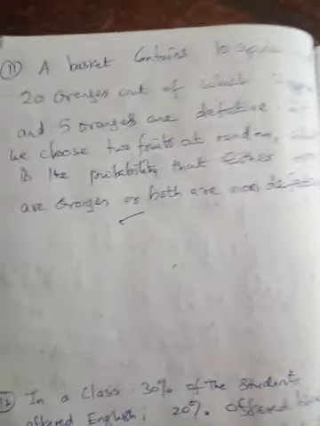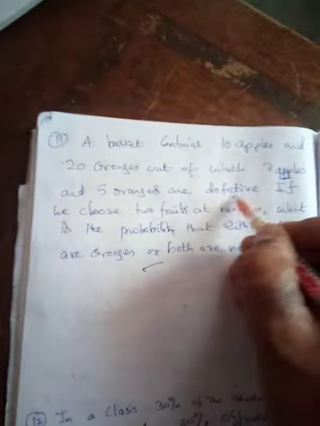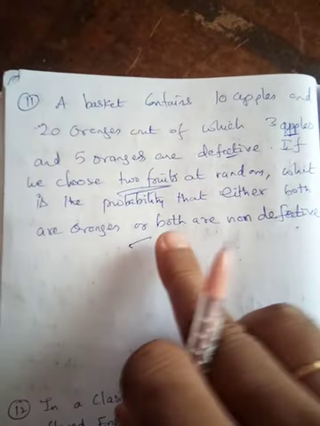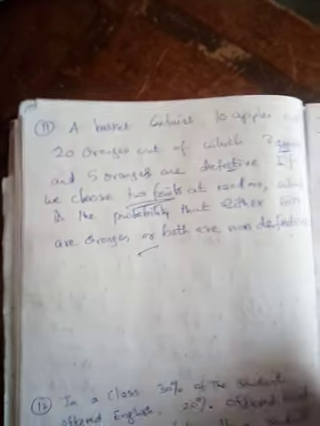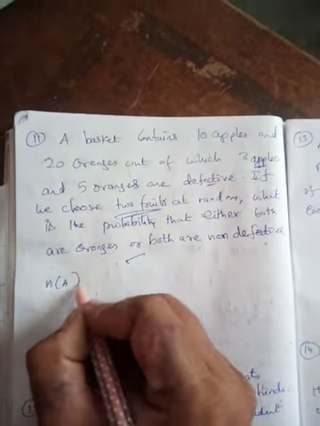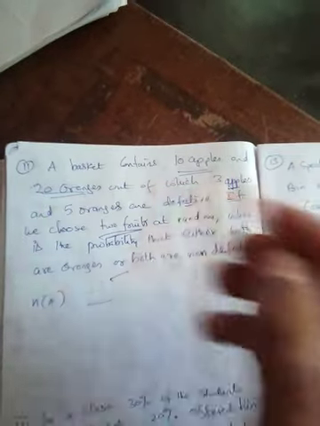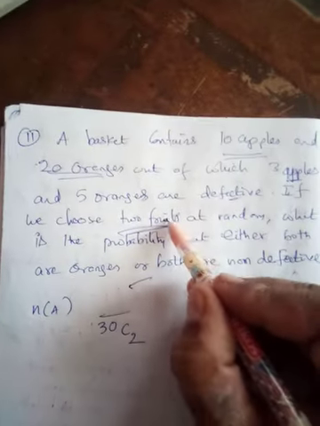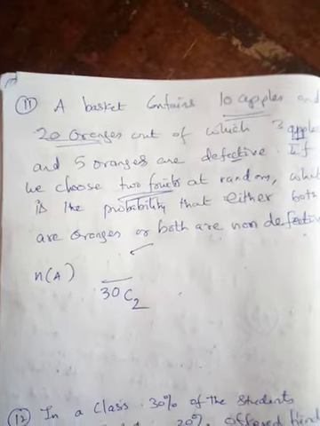So we have two problems here. We have to select how many fruits? 3 apples and 5 oranges are defective. 2 fruits only we have to select at random. What is the probability that either both are oranges, one case, or both are non-defective? So let us write n of A, n of B, n of A union B, n of A intersection B also. Total, there are 10 apples and 20 oranges, 30 fruits. Out of these 30 fruits, we are selecting only 2. That is the first case.